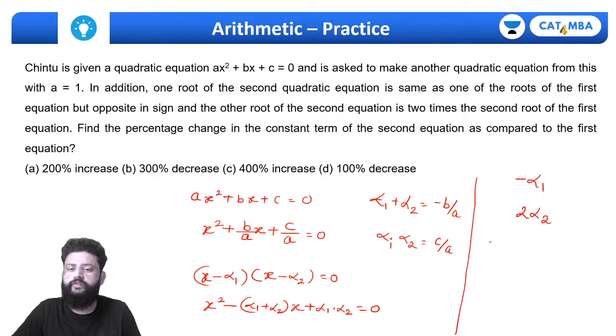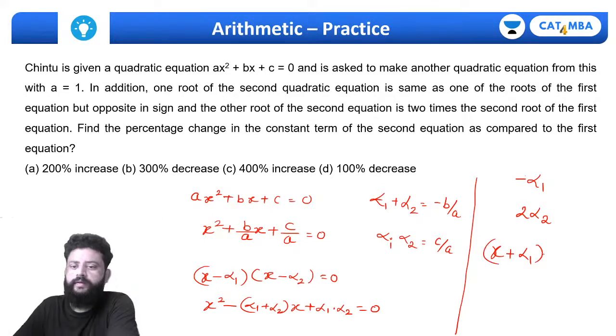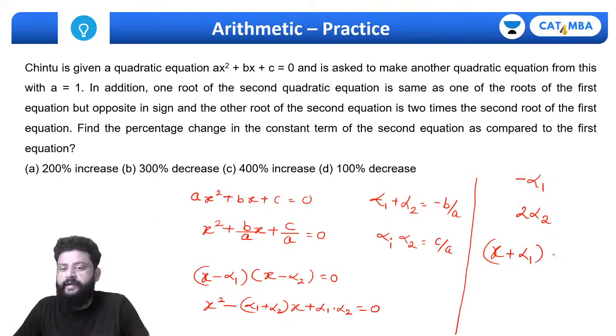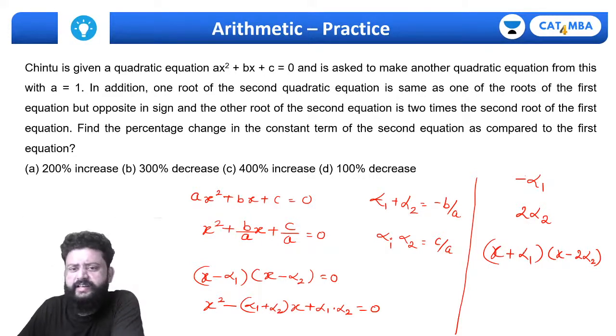For which we can get the equation as x minus of minus alpha 1, that is x plus alpha 1, into x minus 2 alpha 2. So this is the equation for which definitely the a's value will be 1.